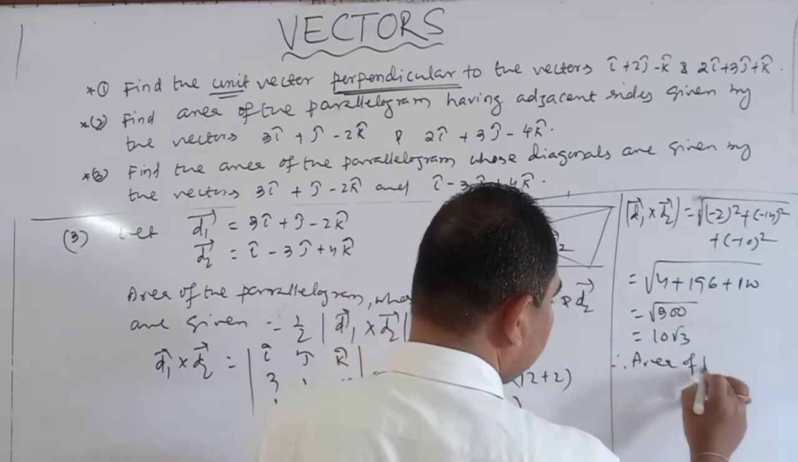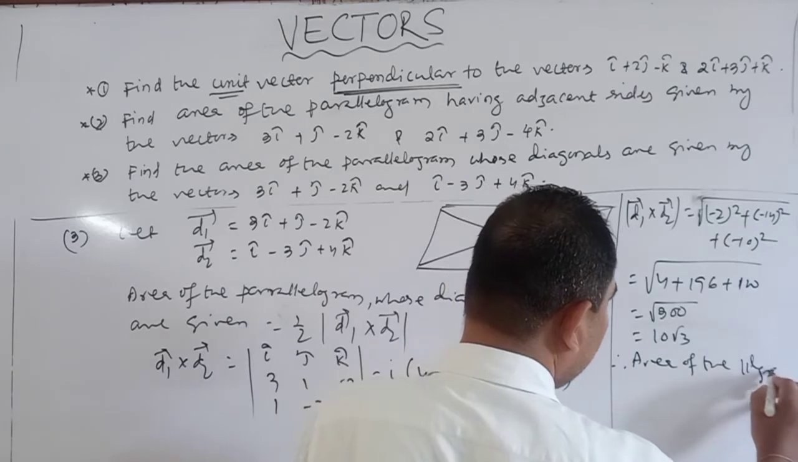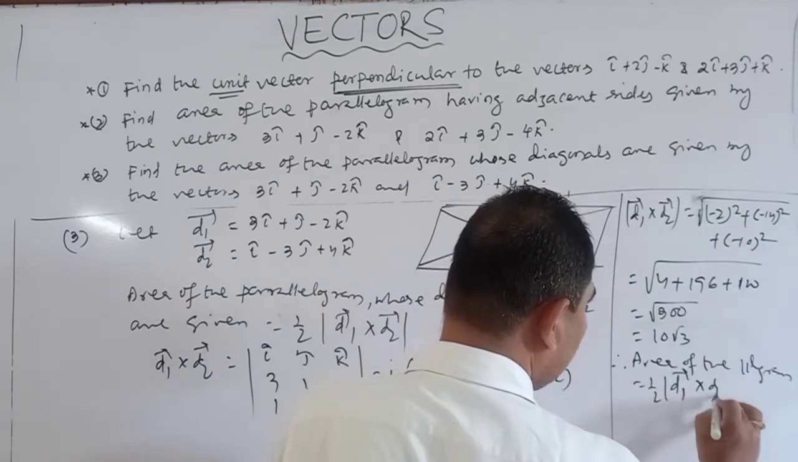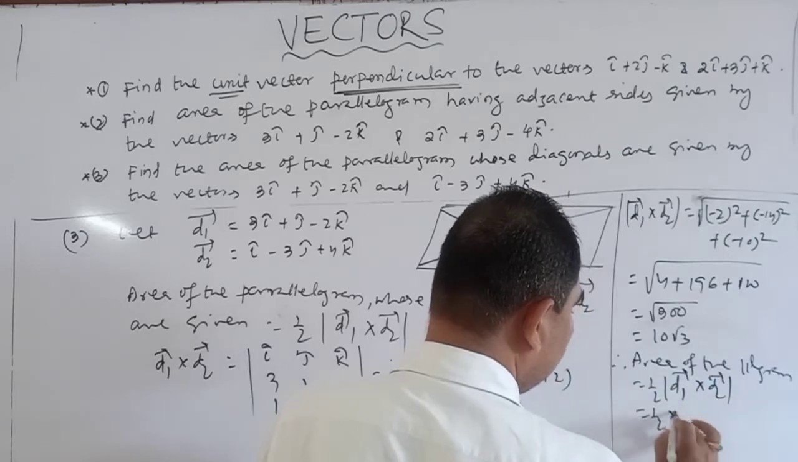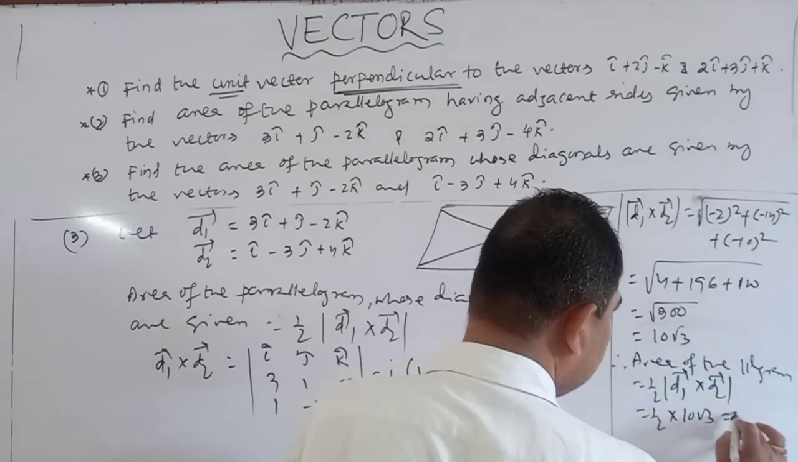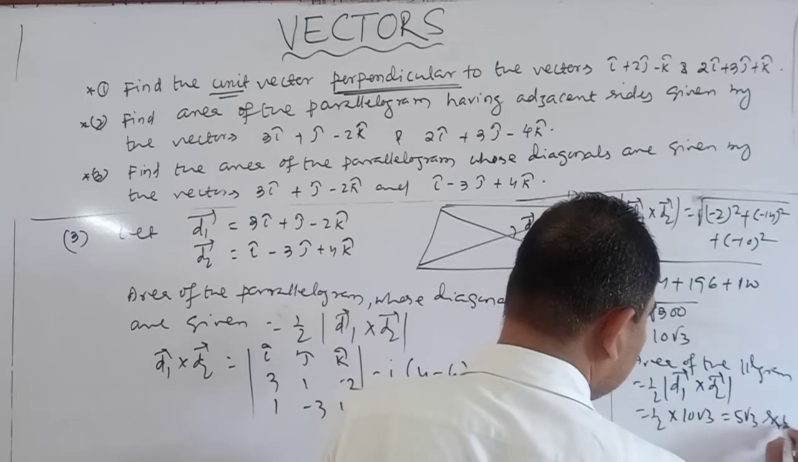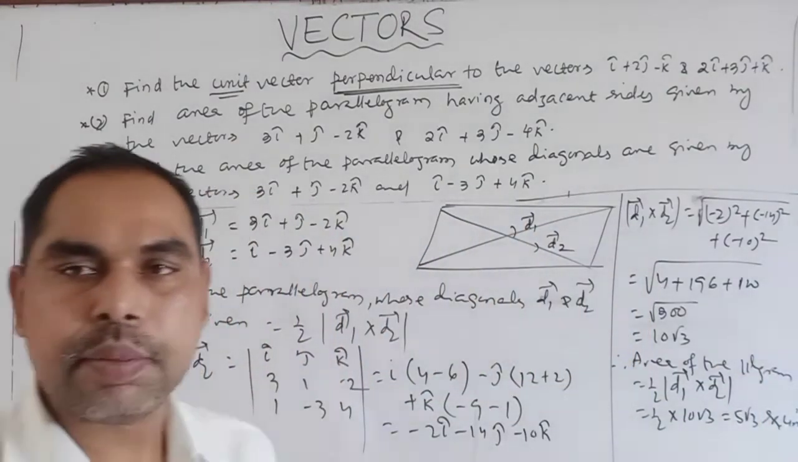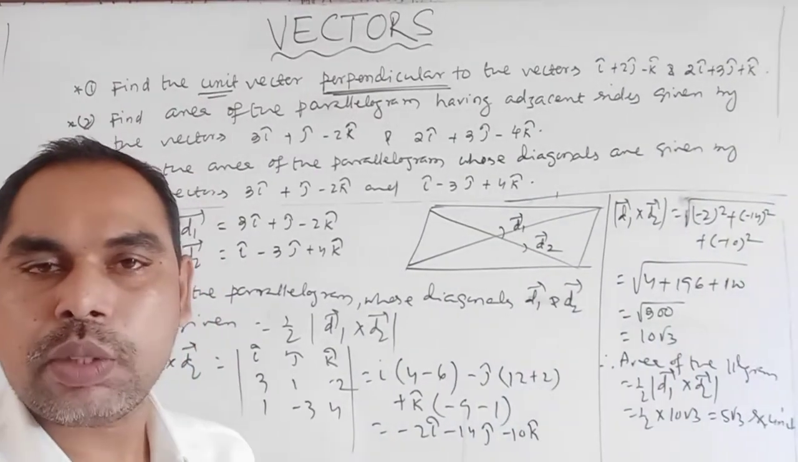Therefore the area of the parallelogram is equal to half into the modulus of d1 vector cross d2 vector, is equal to half into 10 root 3, is equal to 5 root 3 square unit. Okay.